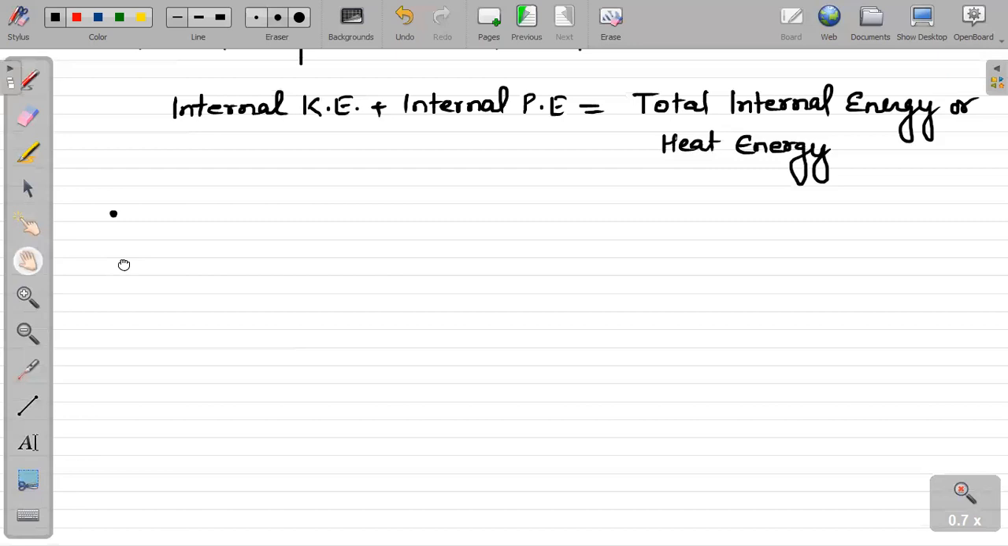When a liquid is heated, it changes into vapor or gas at a fixed temperature.